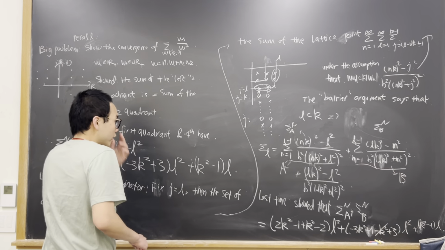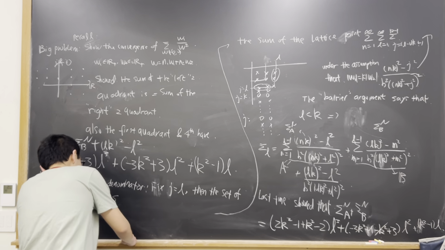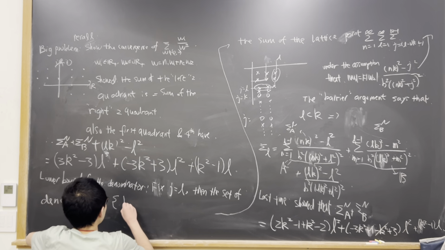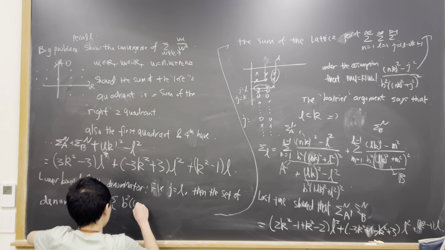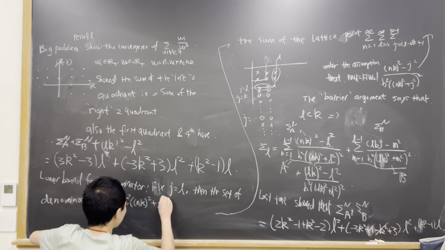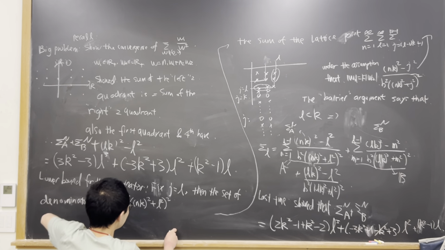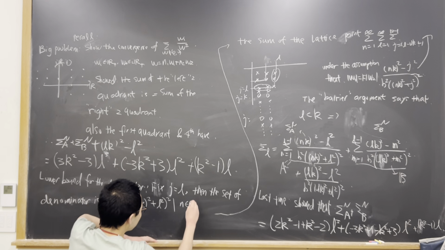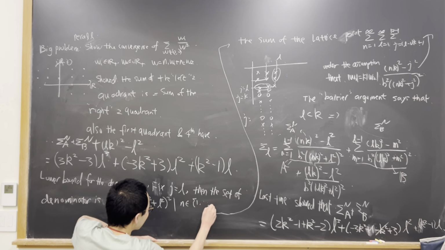So in this case, what I have is the set where the denominator is exactly given by b squared times nk squared plus L squared, and where this n is from 1 through L, right?